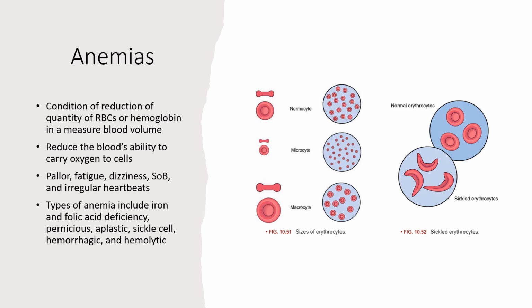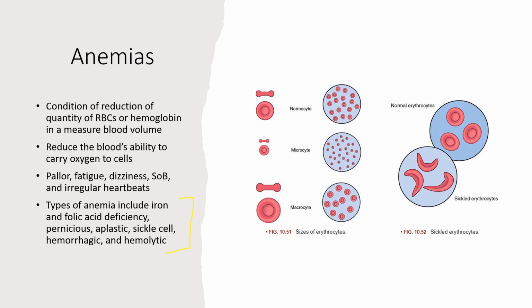So I don't need you to necessarily be able to differentiate between the different types, but I listed all the different types down here: iron and folic acid deficiency, pernicious anemia, aplastic anemia, sickle cell anemia, which we've heard of, I'm sure, hemorrhagic, and hemolytic.